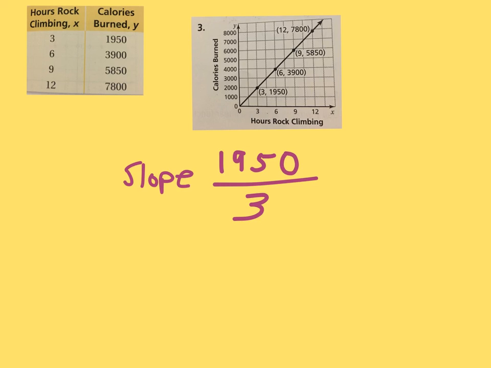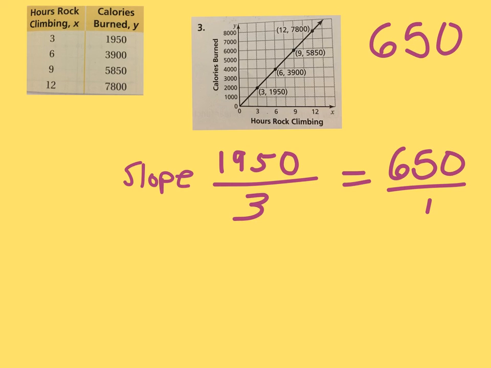So now to make sure that we have the right slope, let's reduce that by doing 1,950 divided by 3. And when you do that, that will reduce nice and even to 650 over 1, which you won't need the 1. You can just put 650. That's our slope. Now we need to find the y-intercept. Well, let's look at our graph and find out where this line crosses the y-axis. It crosses right here at 0. So, just like the last problem, our y-intercept is 0.